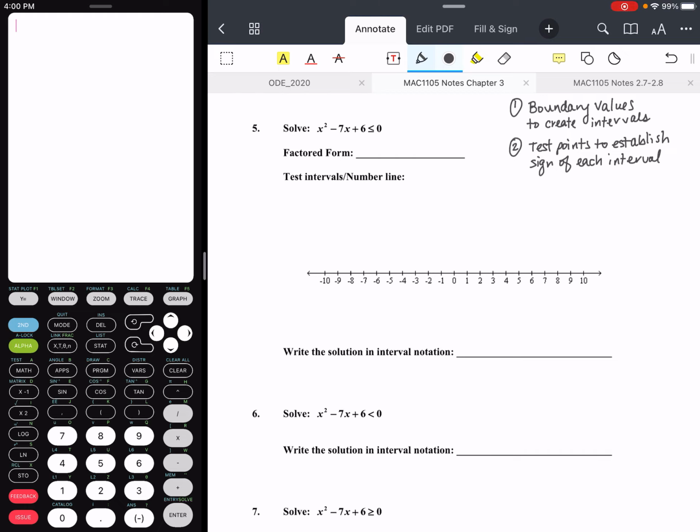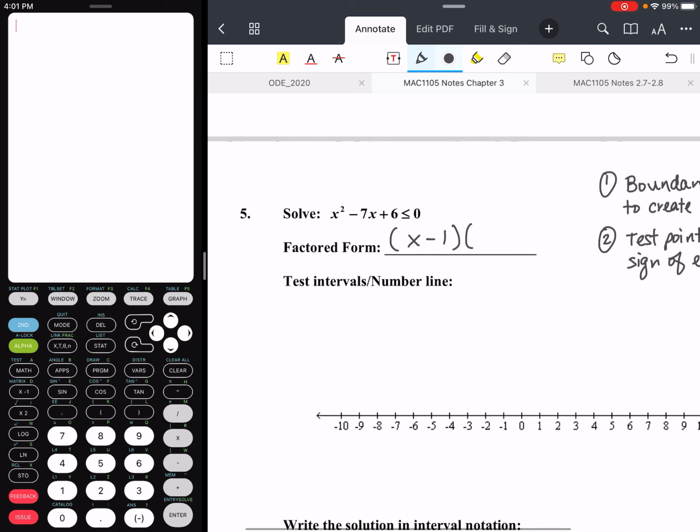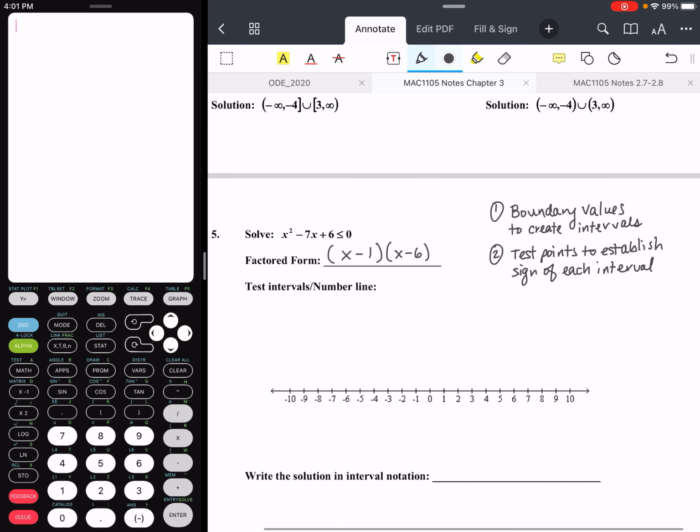All right, in number 5, we're solving x squared minus 7x plus 6 is less than or equal to 0. So the factored form of that polynomial on the left-hand side would be (x minus 1) times (x minus 6). Okay, so that's our factored form.